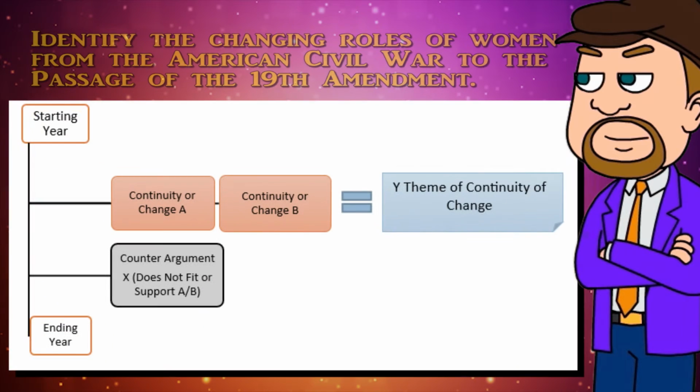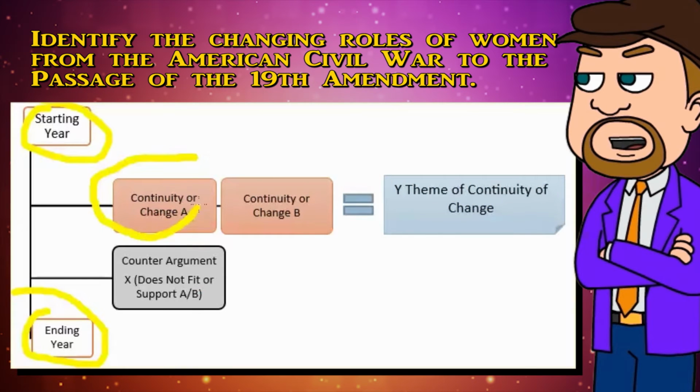An example would be, identify the changing roles of women from the American Civil War to the passage of the 19th Amendment. This would give you a starting point for your pre-writing, 1861, the date of the beginning of the Civil War, and an end point in 1920. Identifying these start and end points is your first step in pre-writing a continuity and change essay.